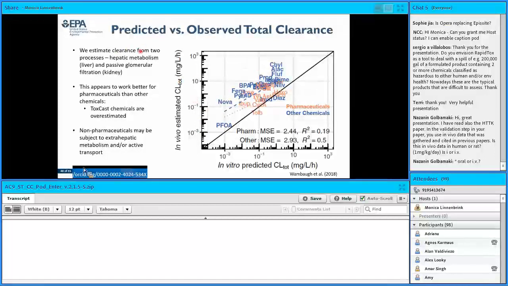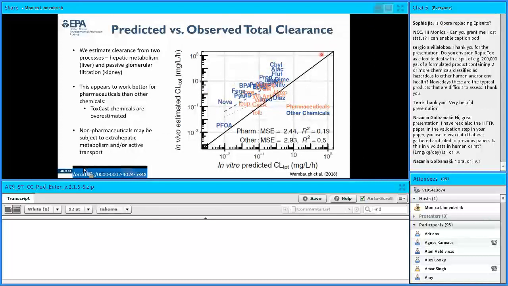Well, in a study that we published last year, we were estimating clearance from two processes. So we have the hepatic metabolism and the glomerular filtration in the kidney. This solid line here is the perfect predicted curve, and these red chemicals are pharmaceuticals. What we see is that we get a decent correlation for the pharmaceuticals. R squared's not awesomest, but it's right along the identity line. So that means that these two assays are doing a great job of capturing pharmaceutical metabolism and excretion.